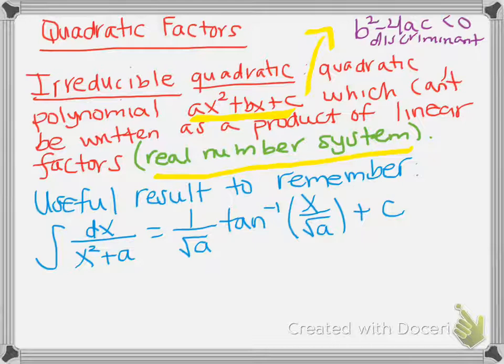So that's a quick check. If you're not clear on whether or not your quadratic is irreducible, then you can do b squared minus 4ac, and if that's negative, then you know it's irreducible. But if it's greater than 0, that means you might just have some ugly looking numbers, but you still have real numbers. So just keep that in mind. If that discriminant is less than 0, then we call that an irreducible quadratic.